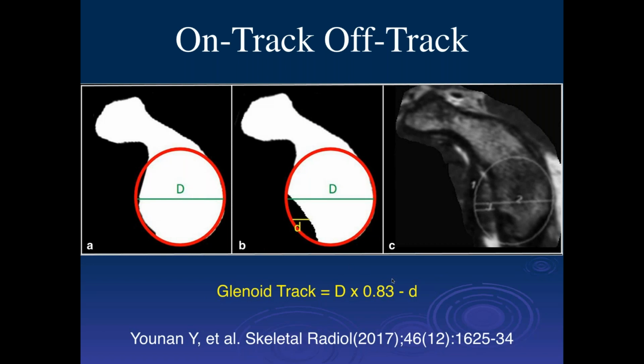And this 0.83 comes from a research study done in cadavers where they looked at a bunch of cadaver shoulders and found that if you're trying to determine the width of the track, empirically, if you multiply big D by 0.83 and subtract little d, that tells you the width of the track. And then to determine the likelihood of engaging it, you subtract little d from it. The larger little d is, the smaller the intact glenoid track will be. Okay.